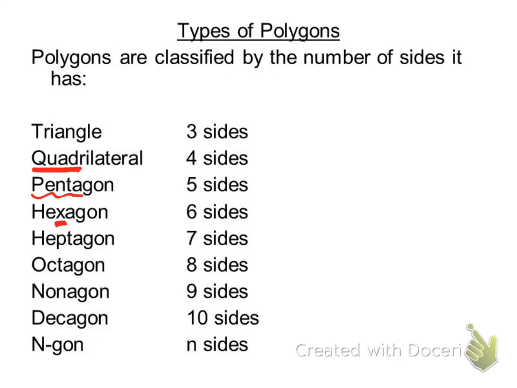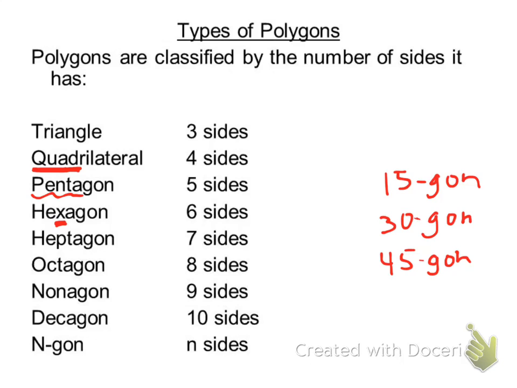And then any more than 10, you just call it by that number -gon. So let's say it has like 15 sides. You'd call it a 15-gon. Or if it has like 30 sides, you'd call it a 30-gon. Or if it had like 45 sides, it'd be a 45-gon. So it just helps us from making up an infinite number of names. We only have a name for the first 10. Anything after that is just an n-gon. So however many sides with G-O-N after it.